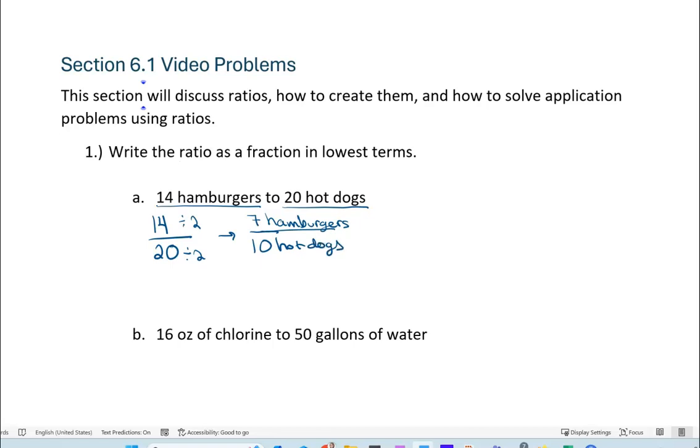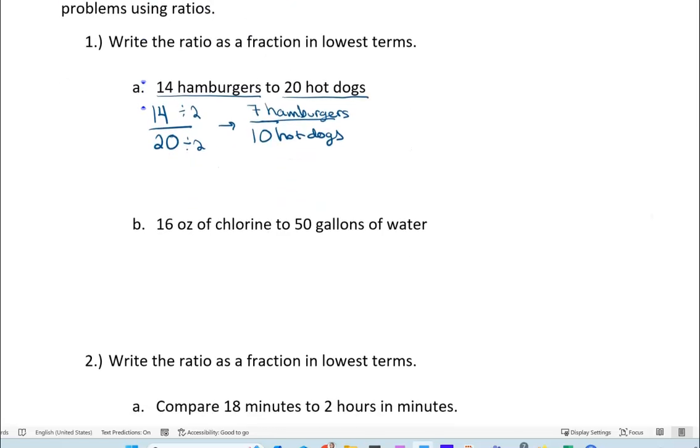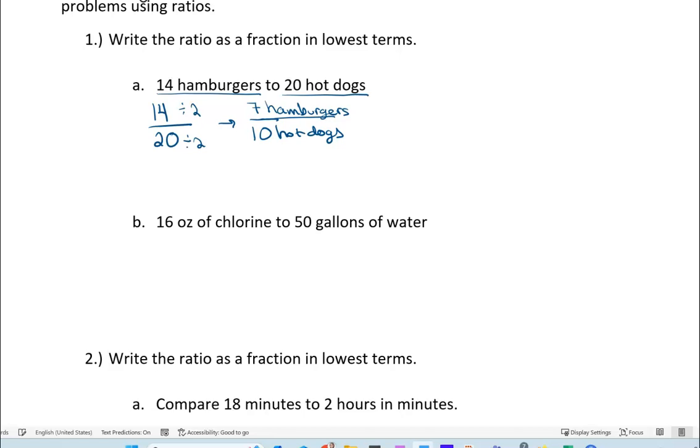Okay, so let's move to the next one. We have 16 ounces of chlorine to 50 gallons of water. So same thing, part over a whole, or one unit over another. In this case, we have 16 ounces per 50 gallons.